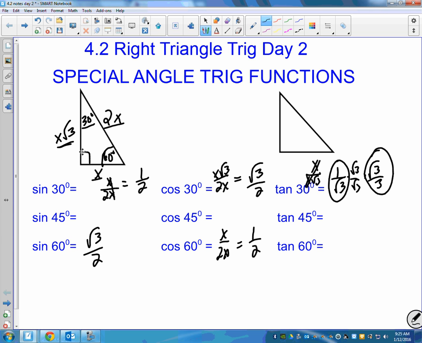And the tangent of 60 degrees, it's still these same two numbers. The opposite side and the adjacent side are still the same numbers. They've just switched. So now this is flipped over, right? Because now it's going to be opposite over adjacent, which would be the square root of 3 over 1, which is just the square root of 3.